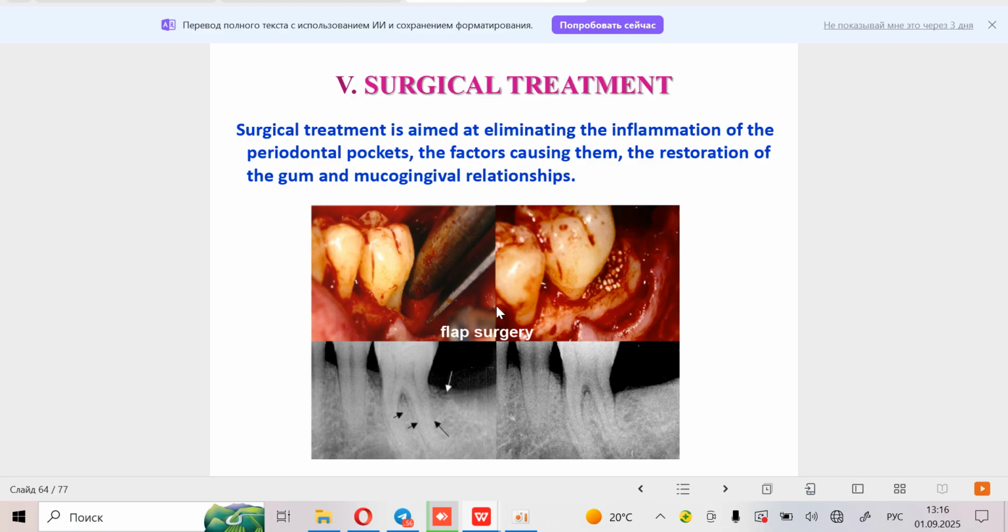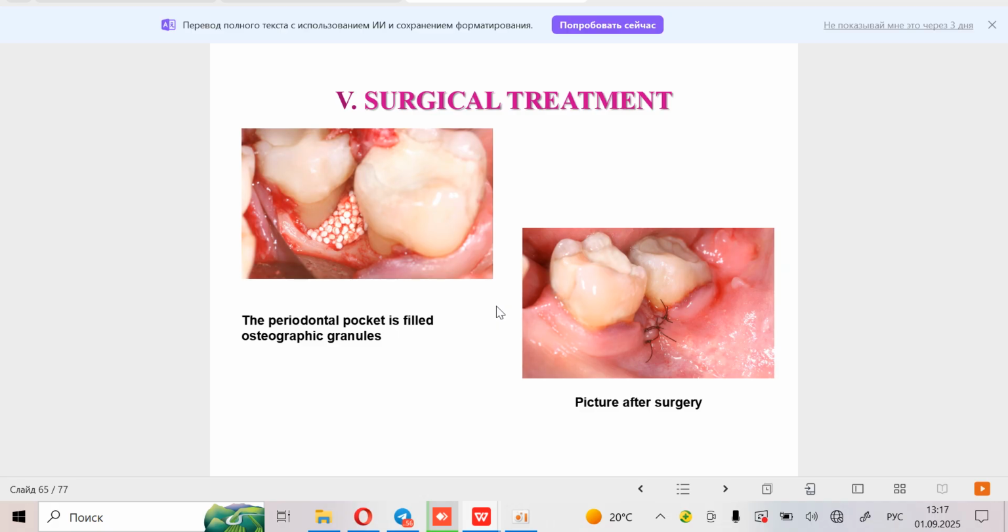The periodontal pocket is filled with osteoplastic granules. On the radiogram, you can see before and after surgery. Now you can see the periodontal pockets also filled with osteoplastic granules, in the picture after surgery.